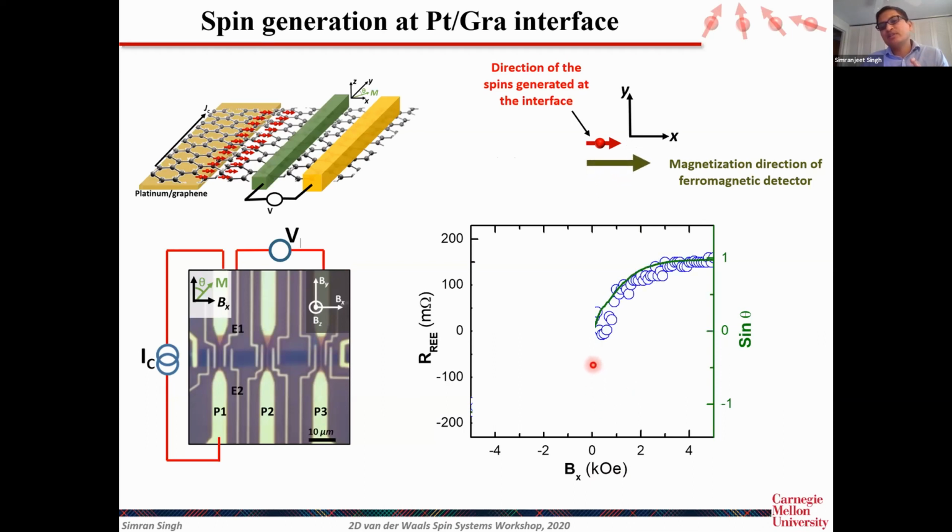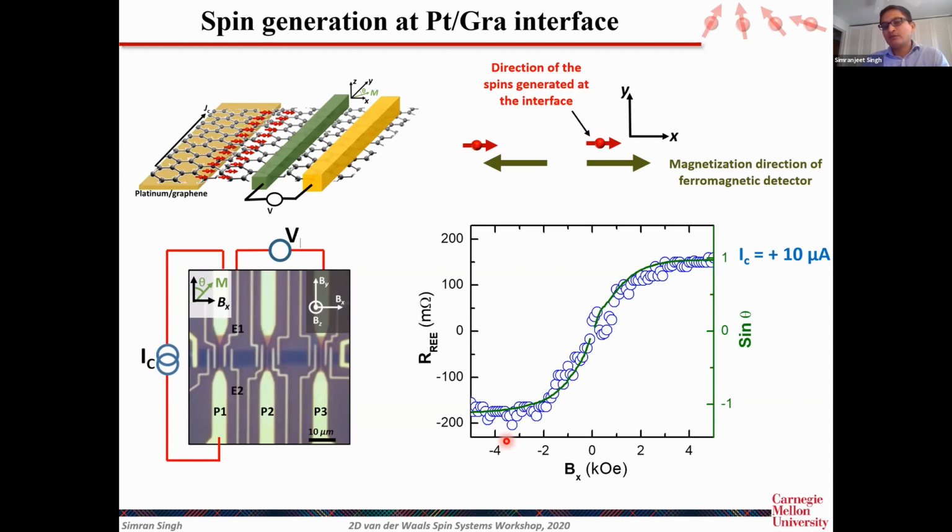And then we see a very nice increase in the signal, and then it saturates as expected when the magnetization is along the direction of your injected spins at the platinum graphene interface. Obviously, you can also apply the magnetic field in the other direction, and then you will see a nice reversal, opposite polarity for the opposite applied magnetic field.